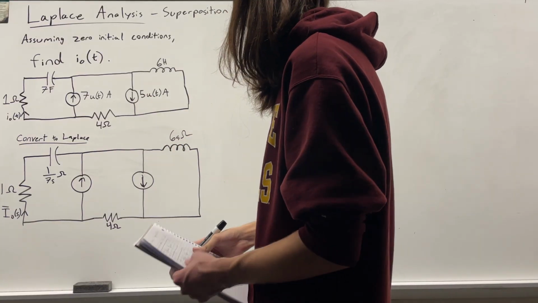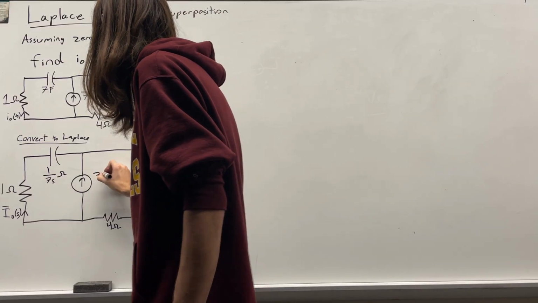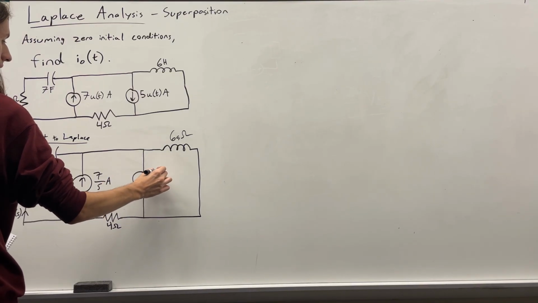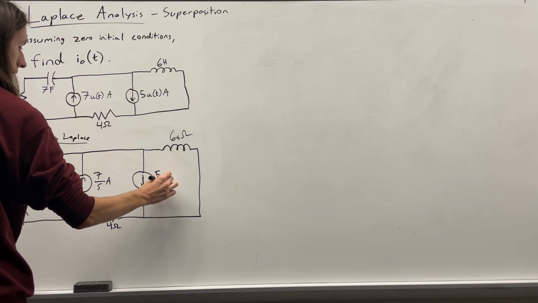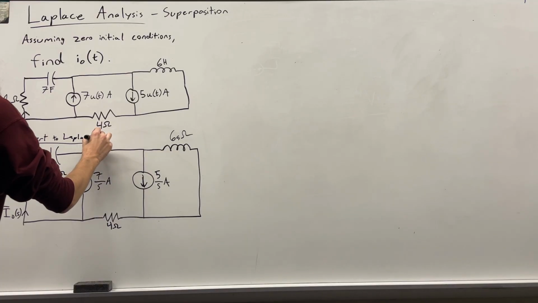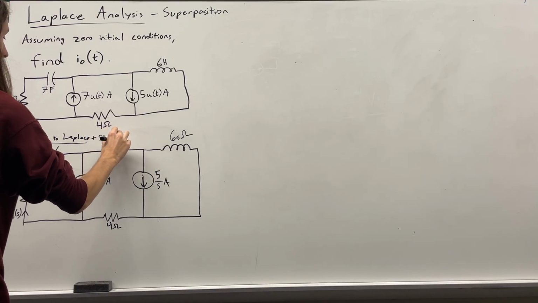And then our sources are just step inputs. So just 7 over S amps, and then 5 over S amps. Okay, so now we can simplify just a little bit. We have these two, the capacitor and the 1 ohm resistor are in series, so we can combine their impedances by just adding them together. So I'll just make that change on the same diagram.